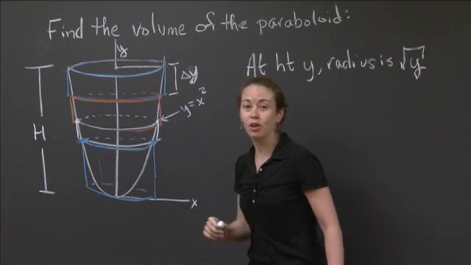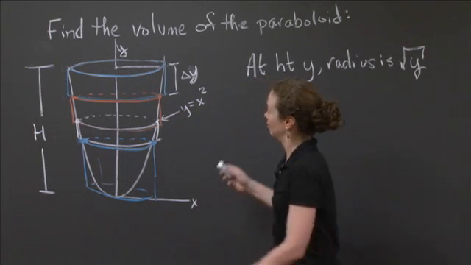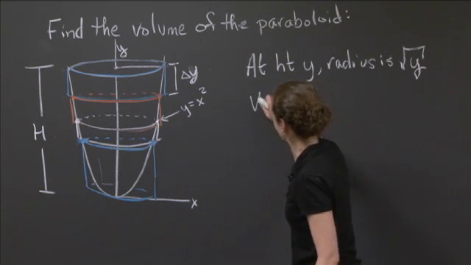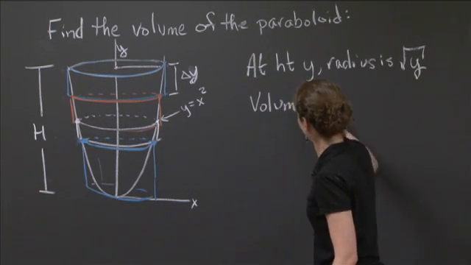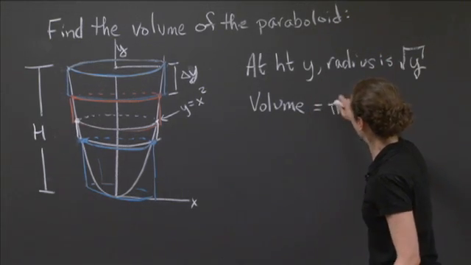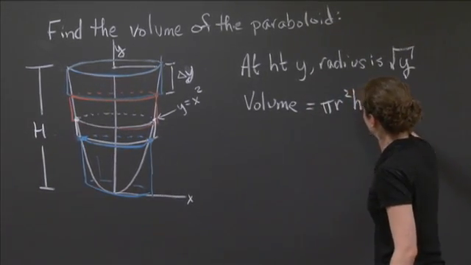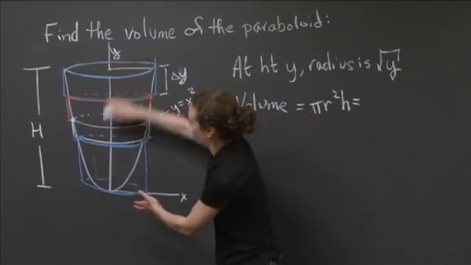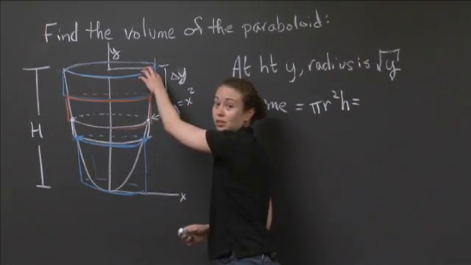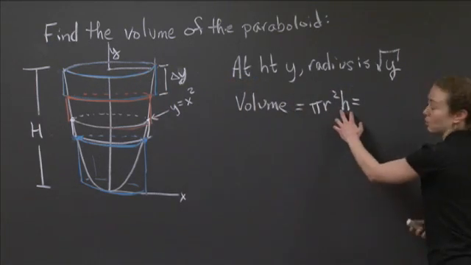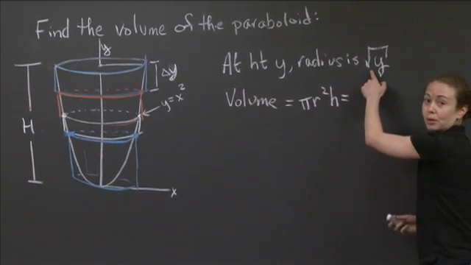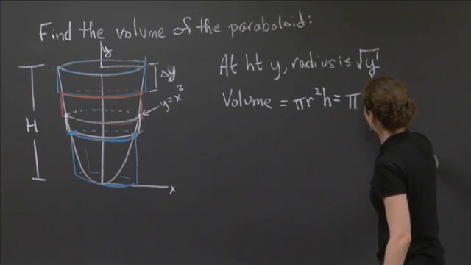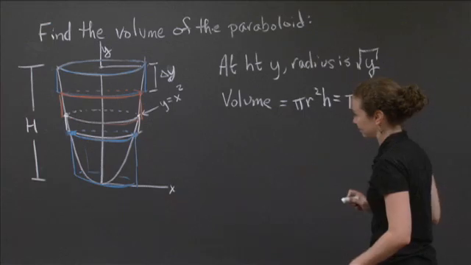So when I want to look at the volume of the cylinder at height y, I'm using the upper value here. So at height y, what's the volume of the cylinder? We know in general the volume is equal to pi r squared h. The height here is not the height of the whole thing, it's the height of that individual cylinder. The height of the cylinder is delta y, and r is square root y, so r squared is just y. So the volume of a single cylinder is pi y delta y.